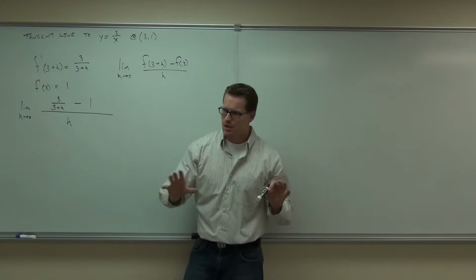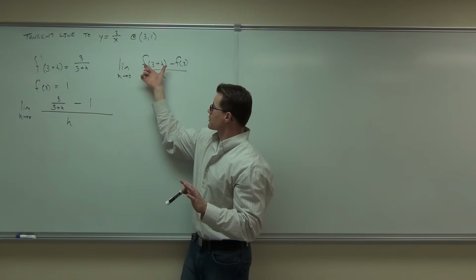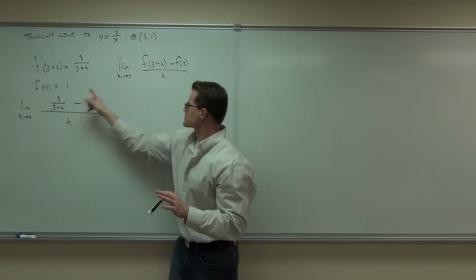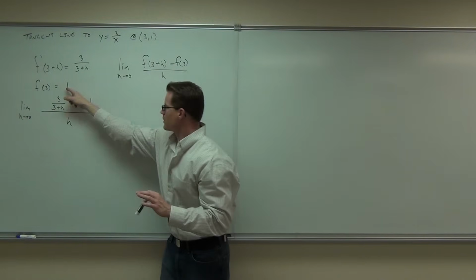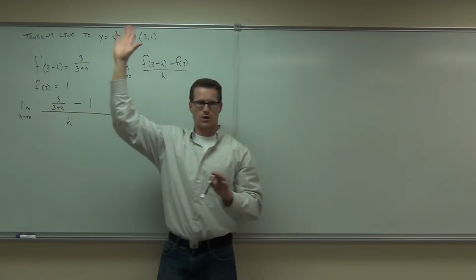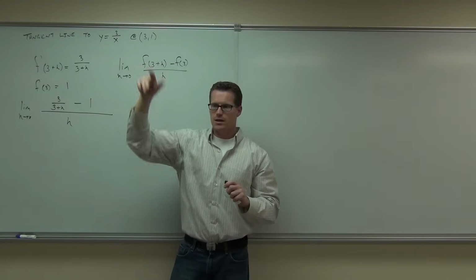So we've just made a little substitution. We have 3 over 3 plus h for f of 3 plus h. Cool. Minus f of 3, well, that is our 1. So here's our limit as h goes to 0. Raise your hand if you feel all right with that so far. Good, all right.